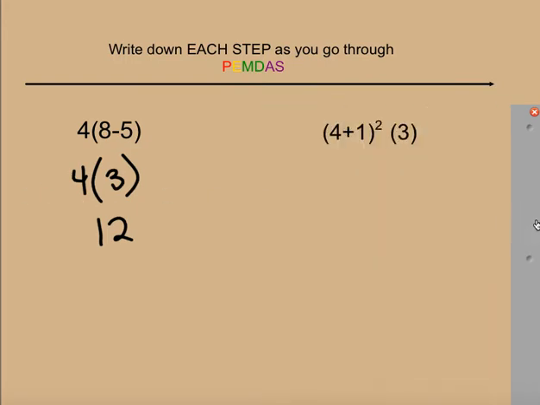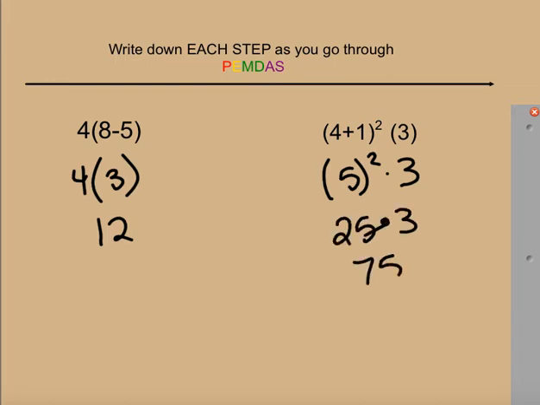Next one, I need to do parentheses first, so I get 5 squared times 3. I need to do those exponents, so I get 25 times 3. So my answer is 75. All right, just follow order of operations.